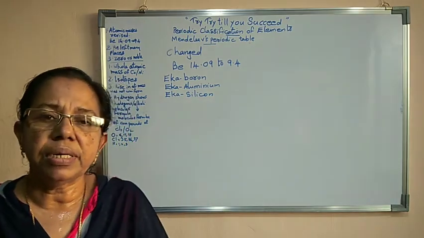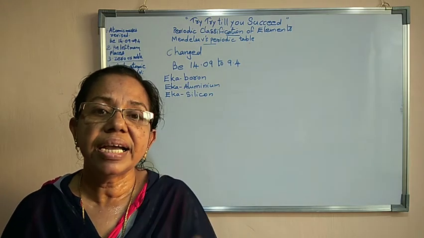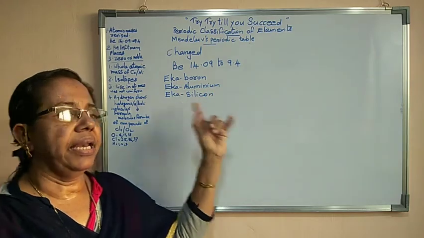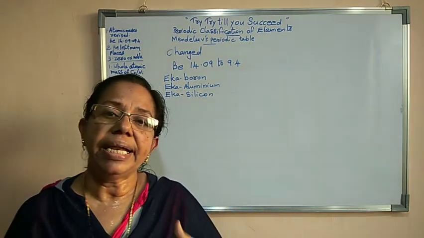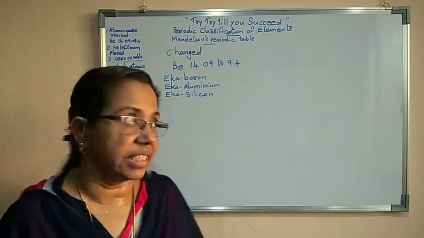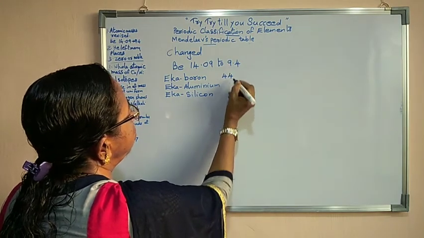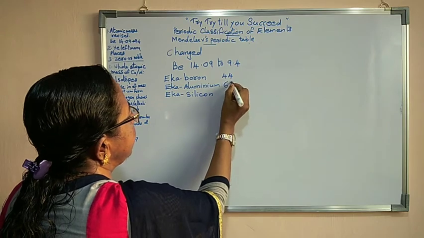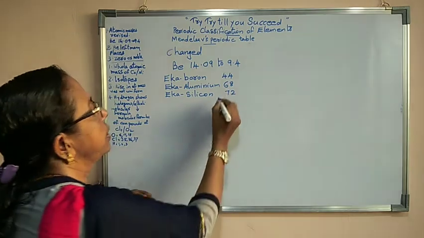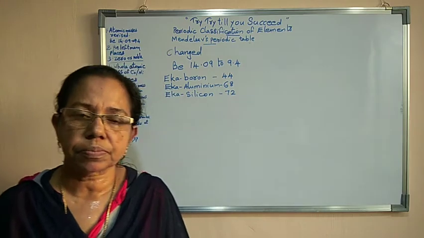In his periodic table, he predicted the names of 3 undiscovered elements. They are Eka boron, Eka aluminium, and Eka silicon. And he predicted their characteristics, even their atomic masses. Eka boron's atomic mass is 44, Eka aluminium 68, and Eka silicon's atomic mass is 72. All these things he predicted before discovering them.